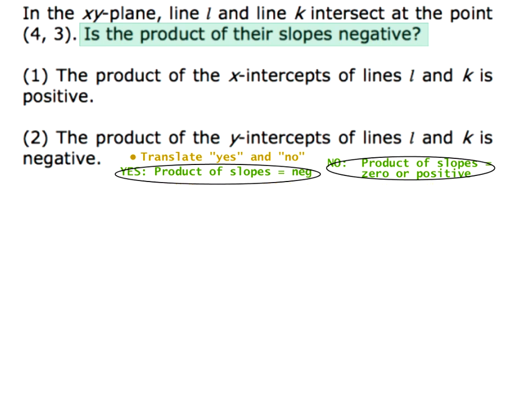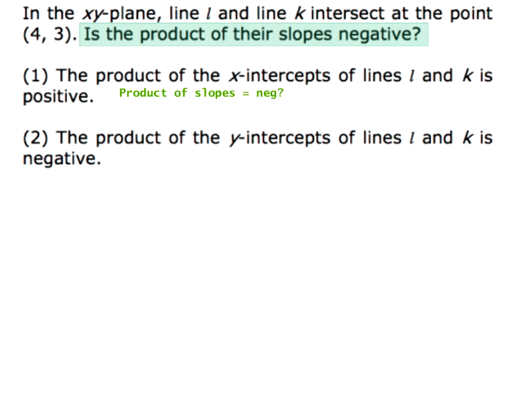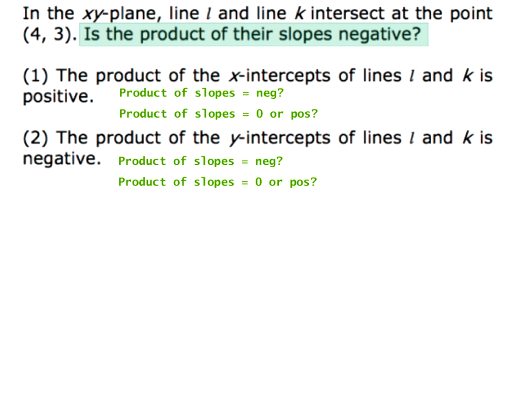So product of slopes is negative is the yes, product is 0 or positive is the no. So let's just write those underneath the statements. So product of slopes is negative, question mark. Product of slopes is 0 or positive, question mark. Same thing. The goal for each of these statements is to get both of these things to happen. And then if we have to combine the statements, we'll just write the two again, and then we'll have the same goal. So let's do it.